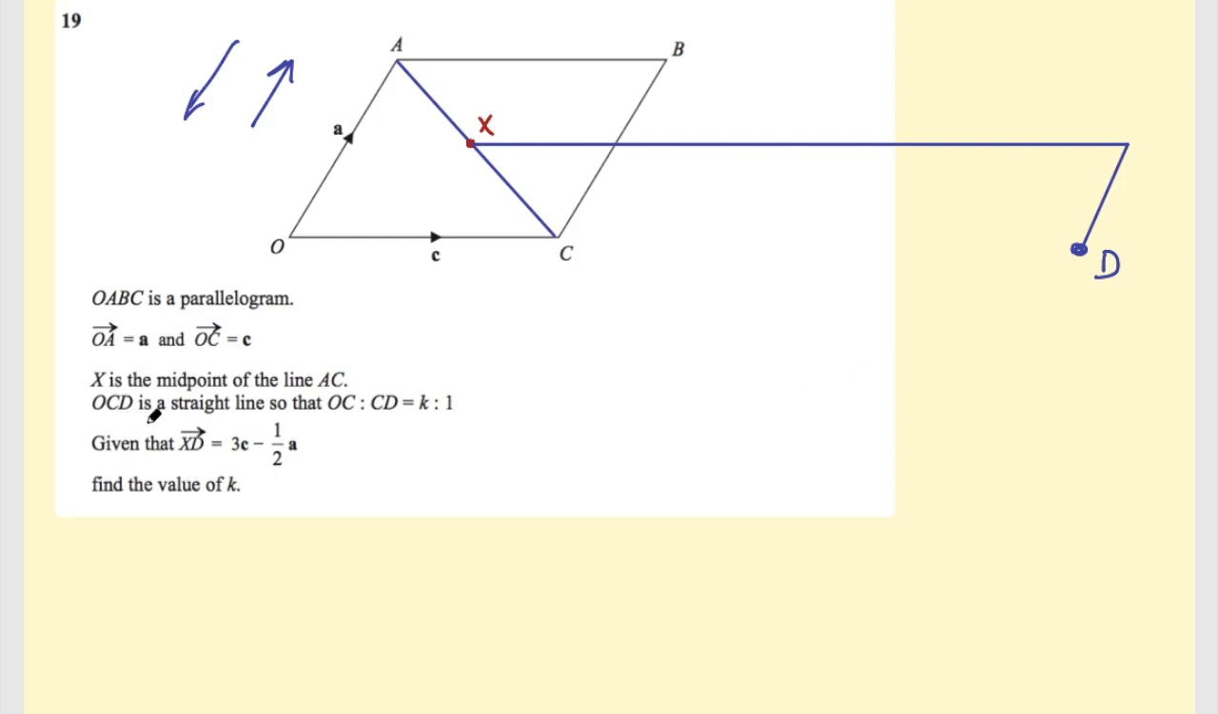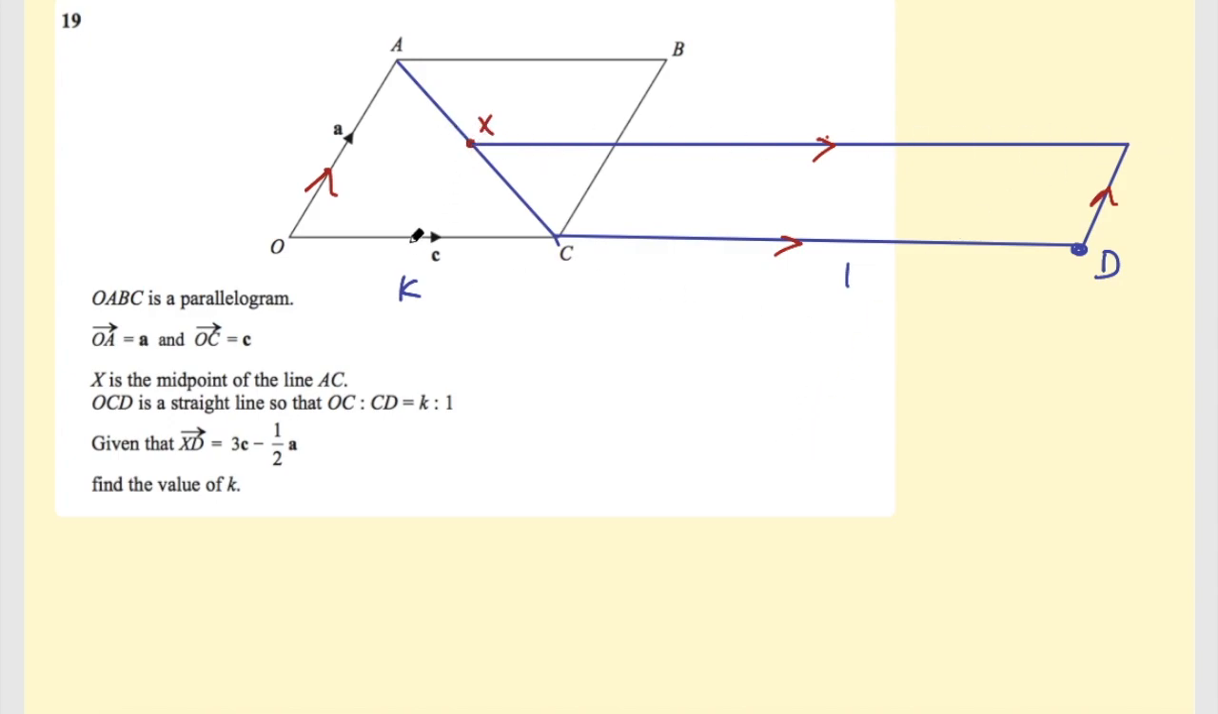Right, and we know that OCD is a straight line. CD equals 1 and OC is K. Now, there's a couple of things I'll note before we continue here. We know that this line is parallel to OA, as this is essentially the same vector, it's just in the opposite direction. And this line is parallel to OCD, as these are in the same direction.